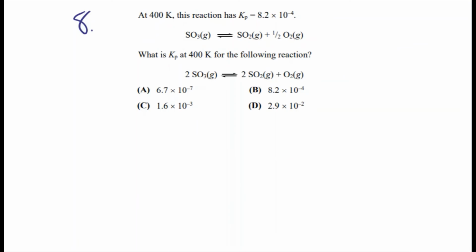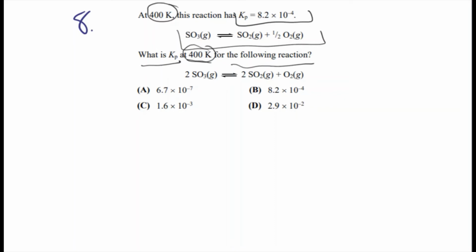So let's move on to number 8. At 400 Kelvin, this reaction has a Kp of 8.2 times 10 to the negative 4. So this is the reaction. What is the Kp at 400 Kelvin for the following reaction? Note that our temperatures are constant, so we don't have to worry about temperature in this case. Now, what about the reaction now? It seems like something happened to this reaction, and because something happened to the reaction, our K will change, of course.